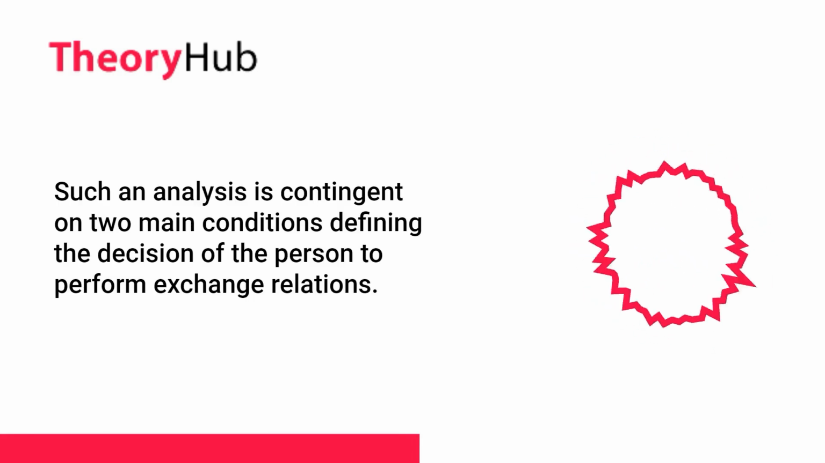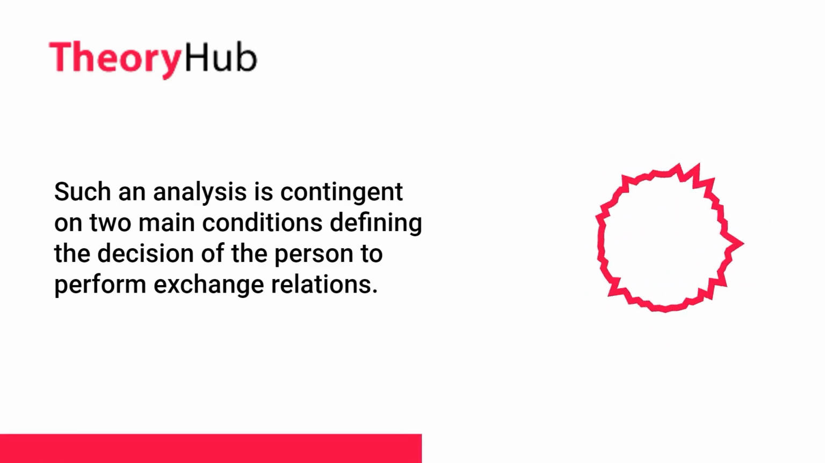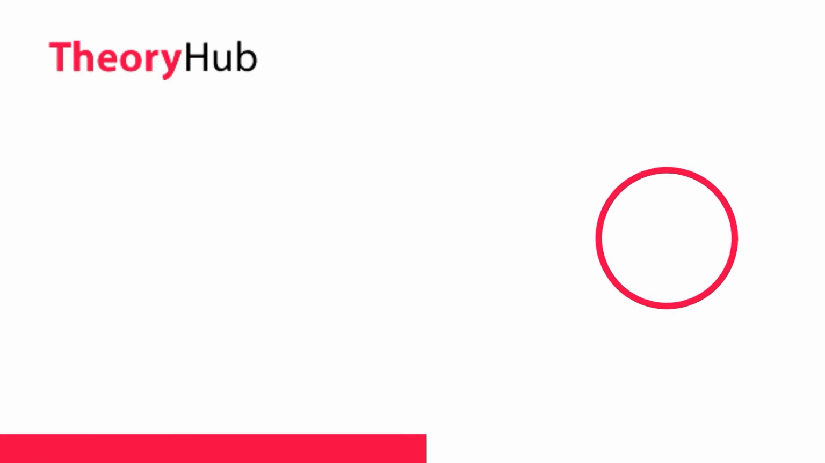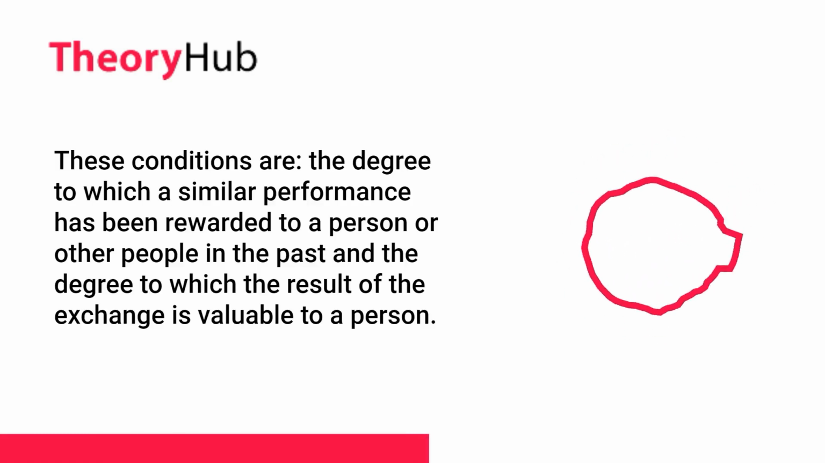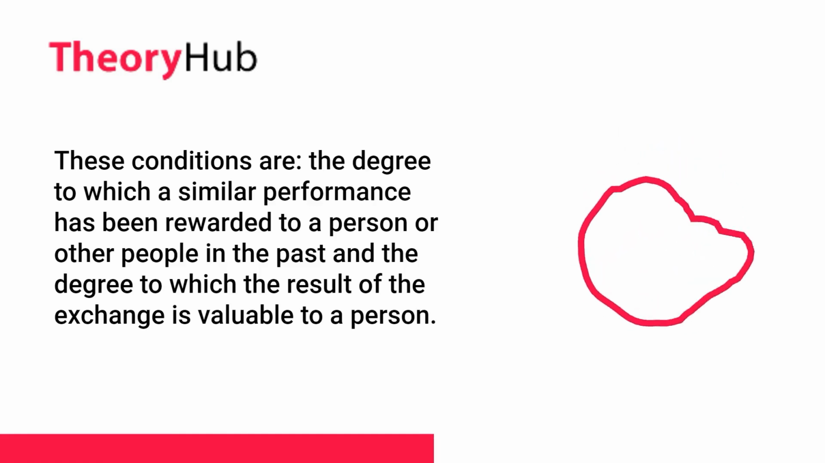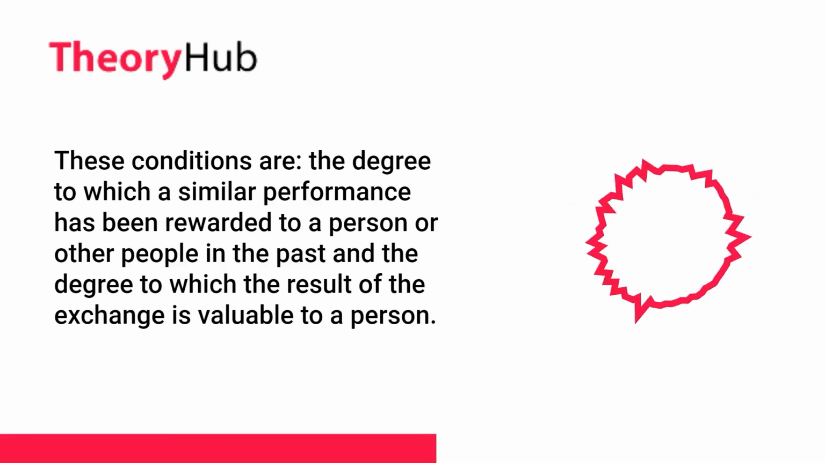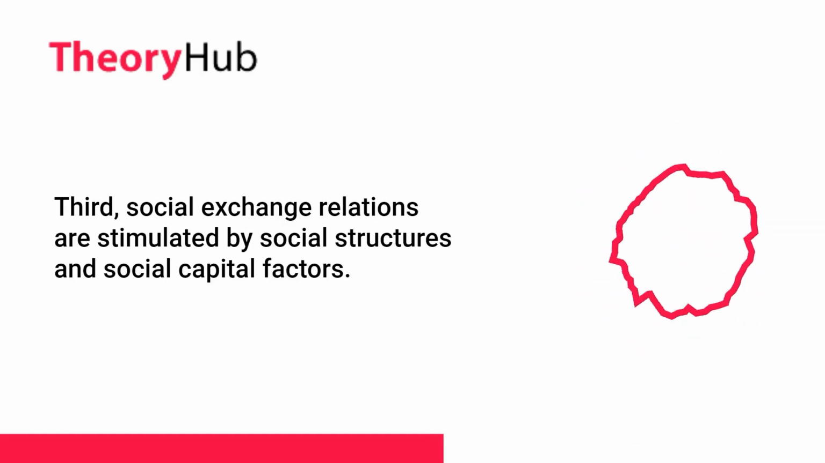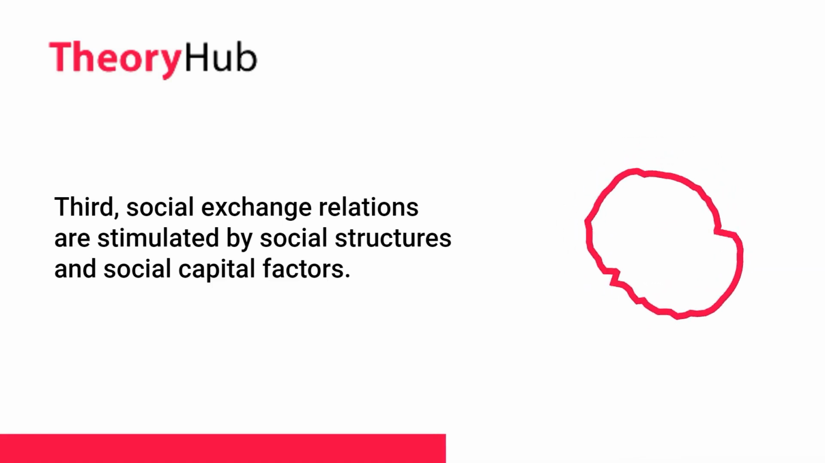Such an analysis is contingent on two main conditions defining the decision of the person to perform exchange relations. These conditions are the degree to which a similar performance has been rewarded to a person or other people in the past, and the degree to which the result of the exchange is valuable to a person. Third, social exchange relations are stimulated by social structures and social capital factors.